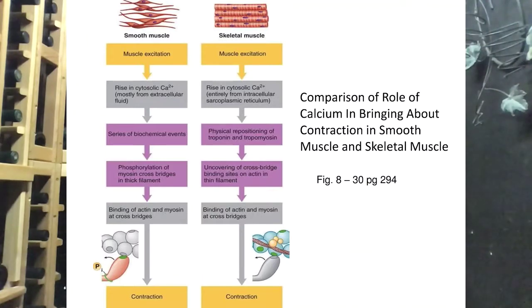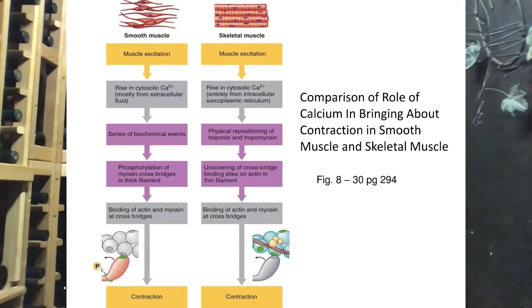So when you compare the two, again, you do need to know the process of both skeletal muscle and smooth muscle. So one of the differences is that, well, what's the same is that both muscle types need to be excited. Okay, so they need to get excited by a neuron. And we're going to look at that in just a minute on smooth muscle.